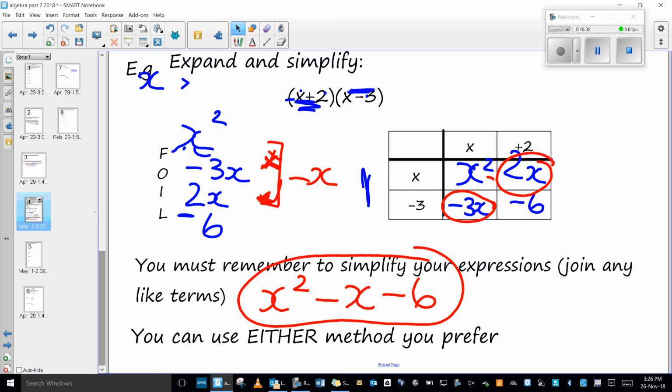So if I've got 2x here and negative 3x, when I join those together, I would end up with negative x. Yes? Okay. So then all I've done is I've written x squared, negative x, and a negative 6. So the 3 things that are left. Okay? Right, so we've learned how to do FOIL.